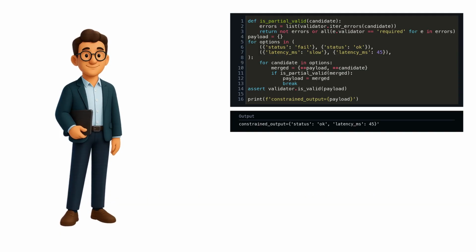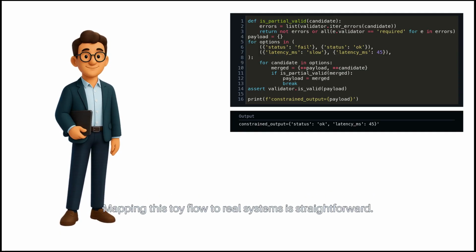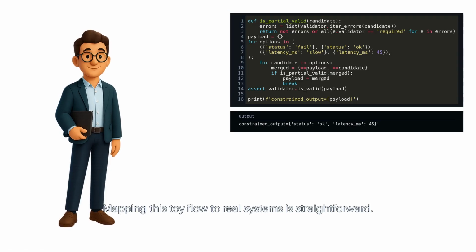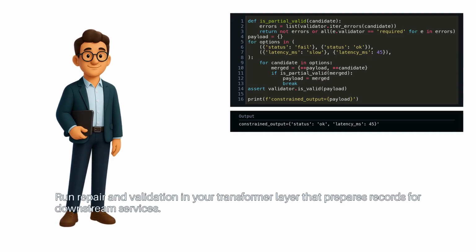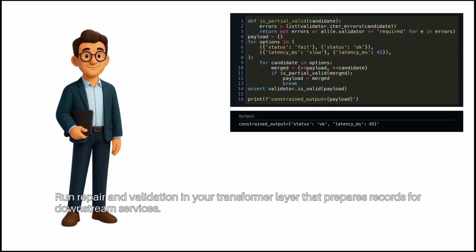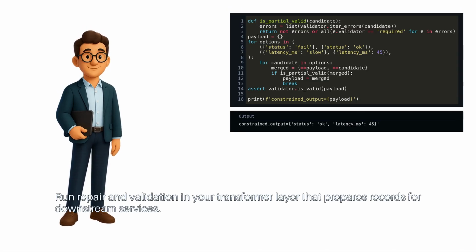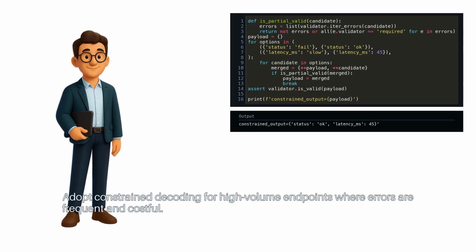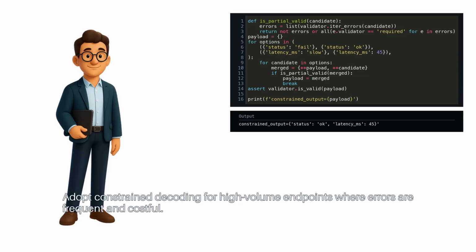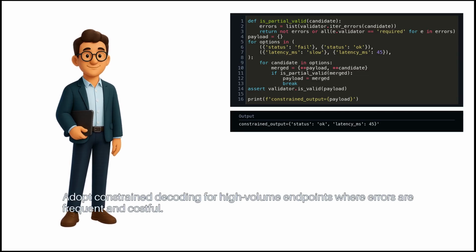Mapping this toy flow to real systems is straightforward. Use the parse guard at the model client boundary. Run repair and validation in your transformer layer that prepares records for downstream services. Adopt constrained decoding for high-volume endpoints where errors are frequent and costly.